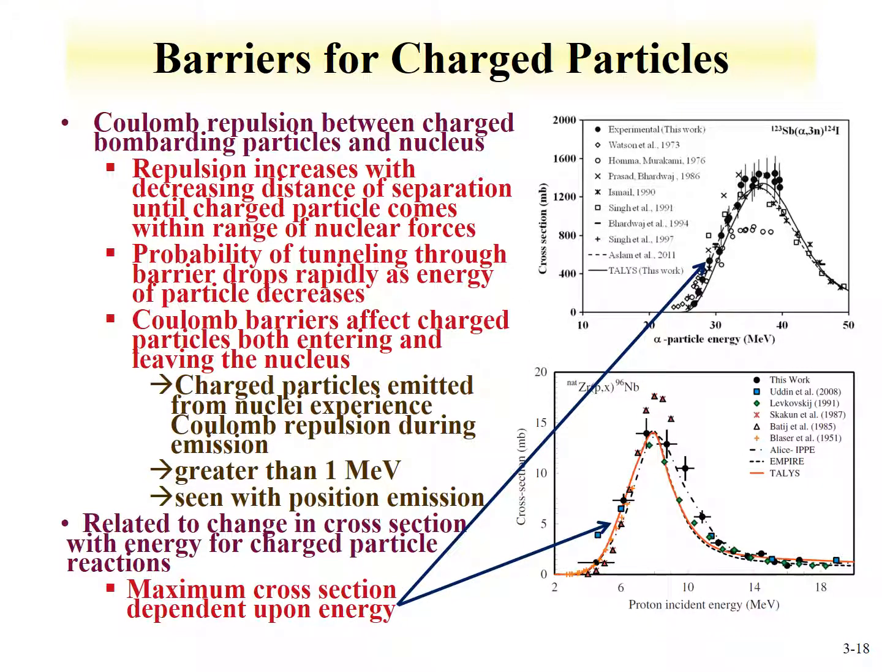The data is shown here, again as a function of energy. For one reaction, antimony and alpha 3N to make iodine, we see that a reaction maximum energy around 35 MeV is needed. And for the other one, where we have a proton on natural zirconium to make niobium-96, we see that an incident proton energy of about 8 MeV is needed.